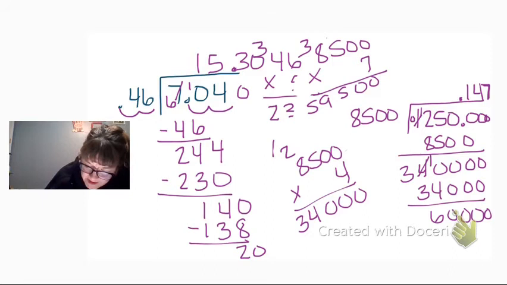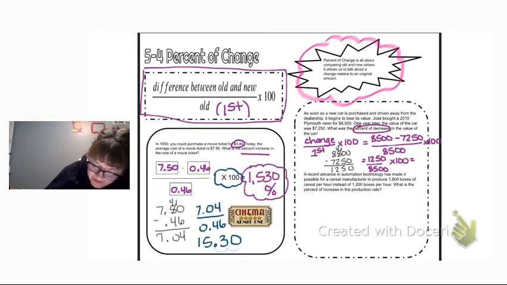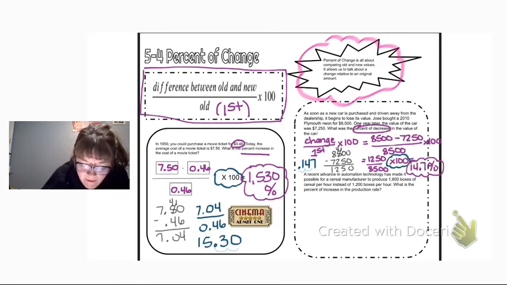a pretty good estimate here. So as a decimal, we get about 0.147. But then we have to remember we have that times 100 to turn it into a percent. So we're going to move that decimal 2 to the right. So we end up with about 14.7%. We could even say about 15%. So the cost of the car decreased by about 15%. In other words, that difference, 1,250, is about 15% of the original cost of the car.